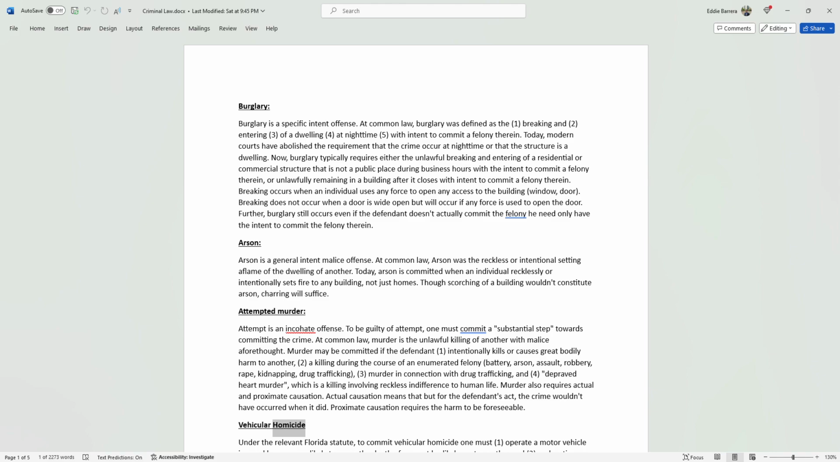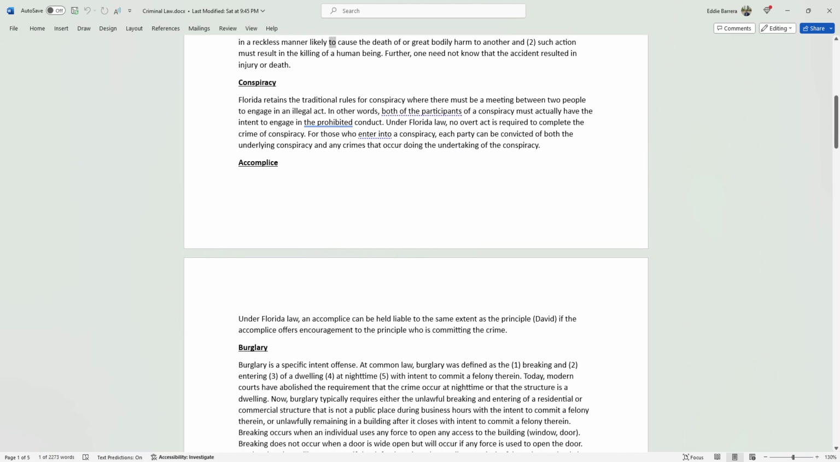Vehicular homicide. Under the relevant Florida statute, to commit vehicular homicide one must, 1. Operate a motor vehicle in a reckless manner likely to cause the death of or great bodily harm to another and, 2. Such action must result in the killing of a human being. Further, one need not know that the accident resulted in injury or death.